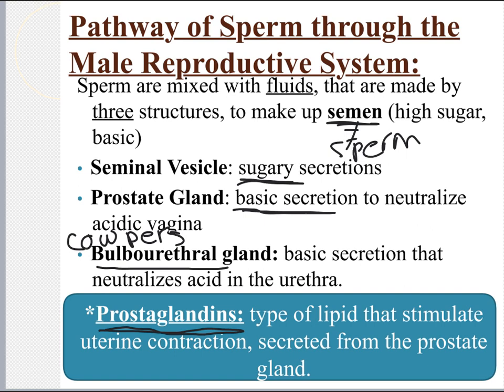Well, why would you want to stimulate uterine contraction? Why would you want the muscle in the uterus to contract? Well, because the point of sexual intercourse is to make a baby. It's to fertilize an egg. That's what your body's intended to do. So when a male ejaculates, he has these prostaglandins, these lipids that are going to cause the female's uterus to contract and essentially push the sperm up towards her fallopian tubes, helping in the process of fertilization.